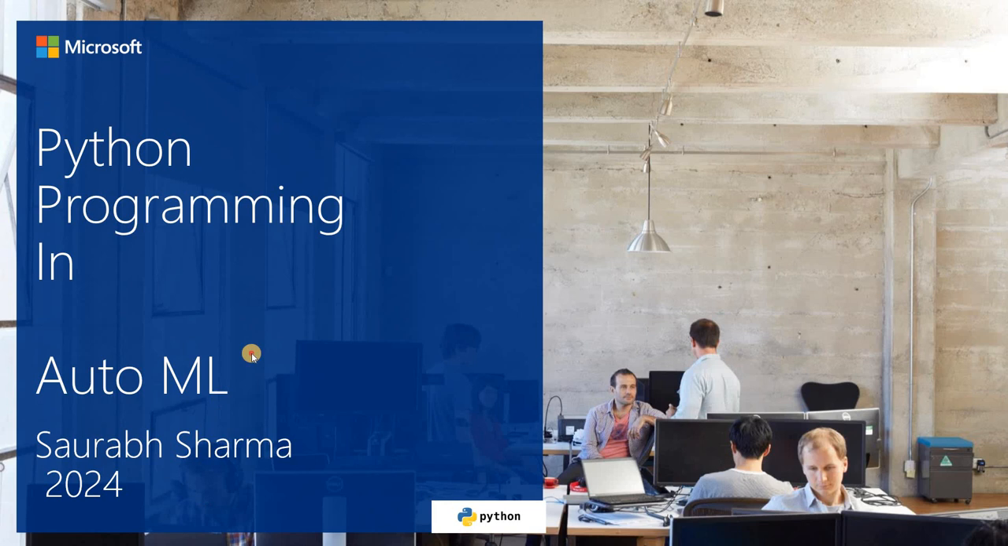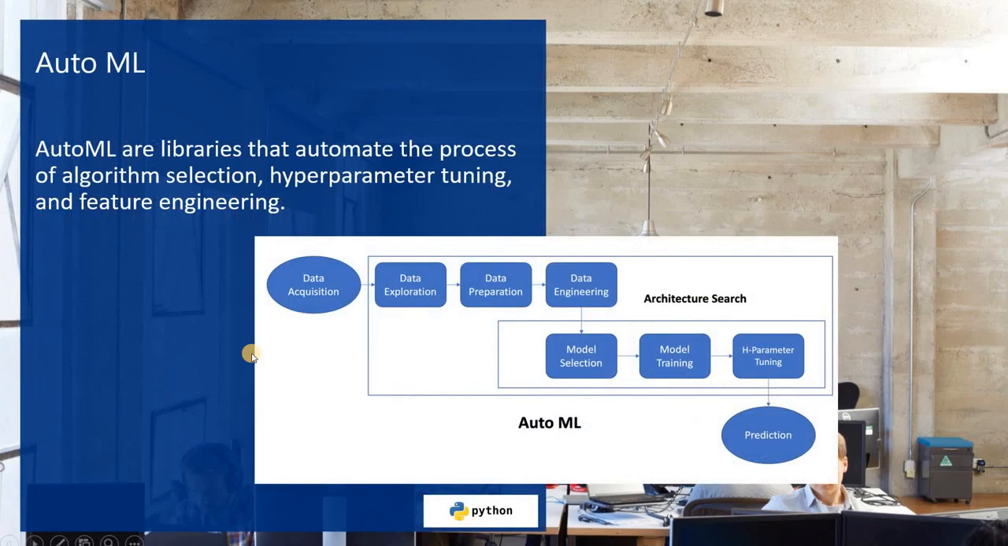So AutoML is an automated machine learning process of automating the task of applying machine learning to real world problems. AutoML are the libraries that automate the process of algorithm selection, hyperparameter tuning and feature engineering. So this is the architecture of AutoML, how AutoML works.